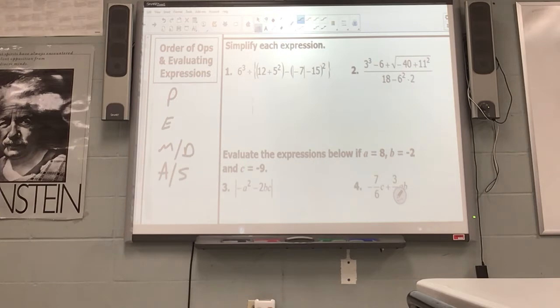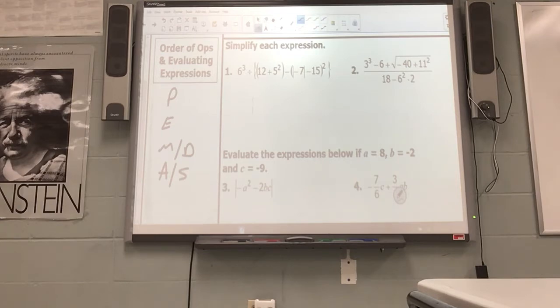I've got P, and when I say it, it is parentheses, but it's not only parentheses. It actually means any kind of grouping symbol, right? Over here on number 1, you've got the curly braces, those are grouping symbols. Absolute value bars are grouping symbols. A giant fraction bar like this on number 2 is a grouping symbol because it tells you to do the top and the bottom separately. So all those are grouping symbols.